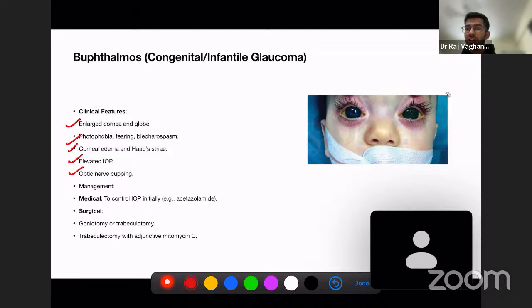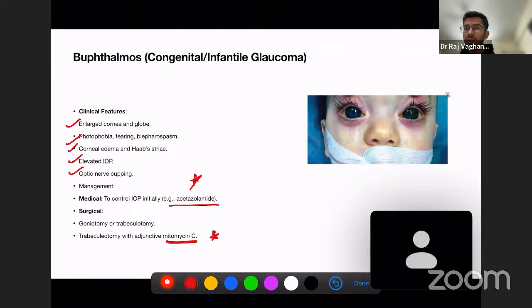And how do you manage this condition, buphthalmos? To control the IOP initially, by giving acetazolamide. In children you cannot give beta blockers and many other drugs like we used to give in primary glaucoma. In children, the drug has to be given very cautiously, so we give acetazolamide in calculated dosage. Surgically you can manage this condition by goniotomy and trabeculotomy, and you can also do trabeculectomy with adjunctive mitomycin C. We will discuss what mitomycin C is. So these are the medical and surgical management options for buphthalmos.